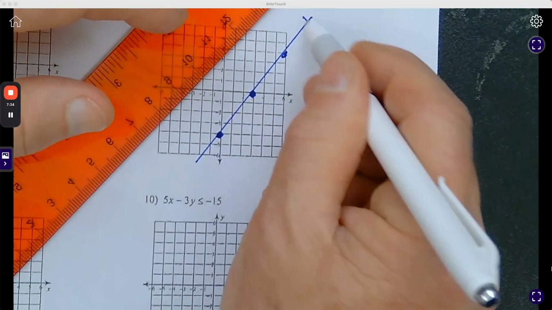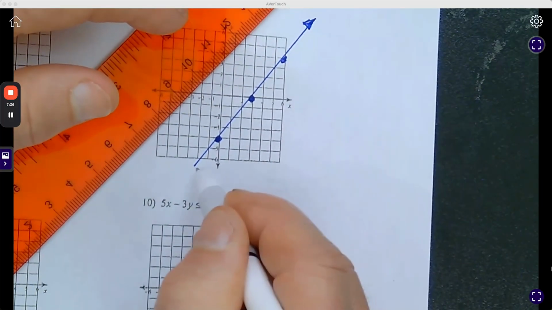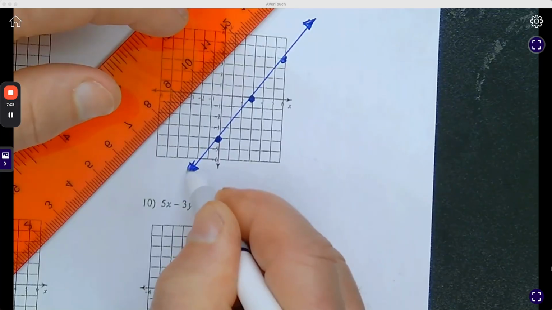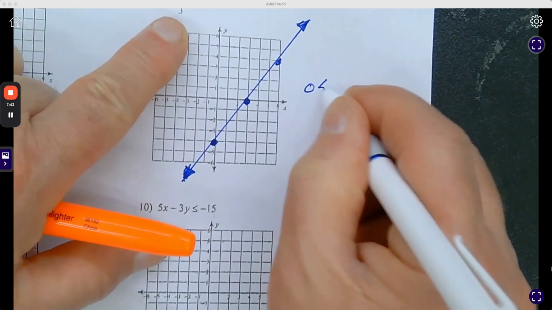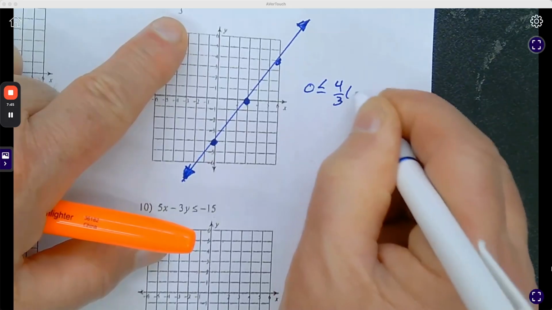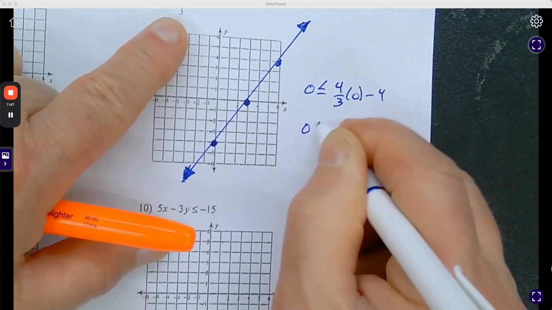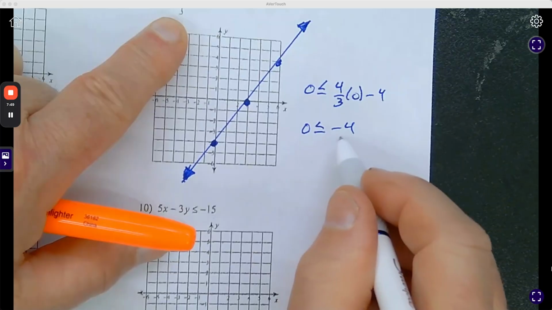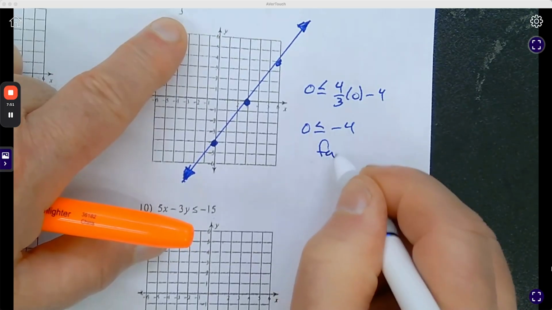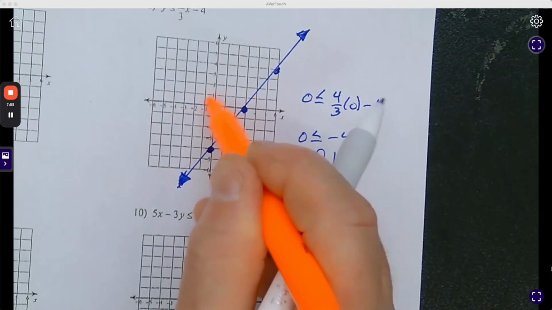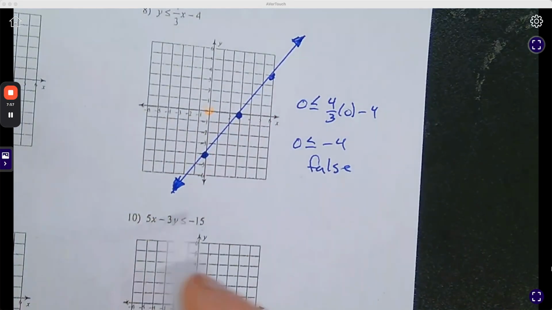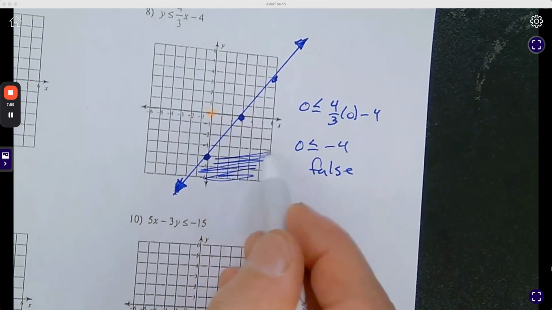Do a test point. Test point is going to be 0, 0. So I'm going to let y be 0. Let x be 0. 0 less than negative 4. That's false. So that means this was false. So that means these are true.